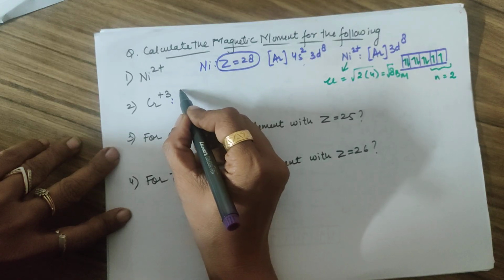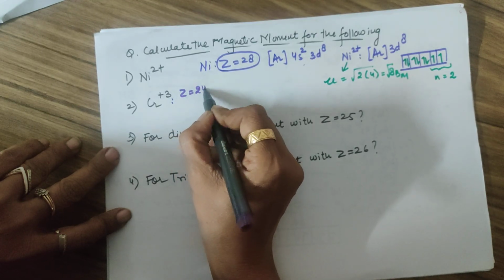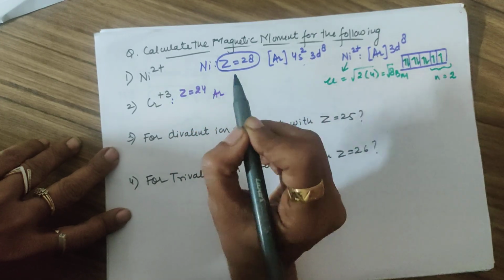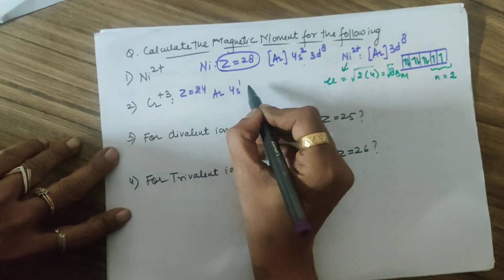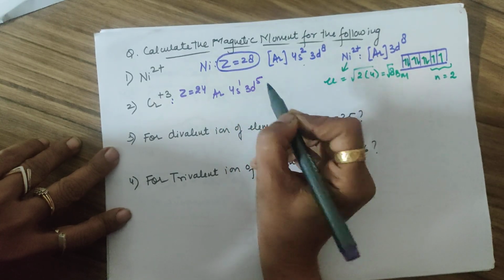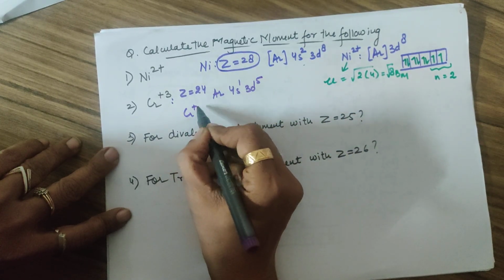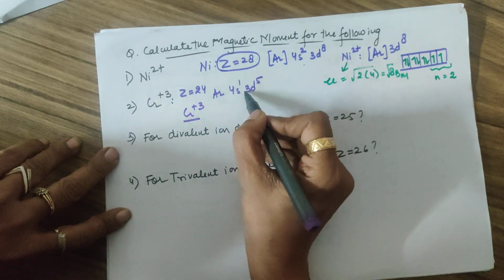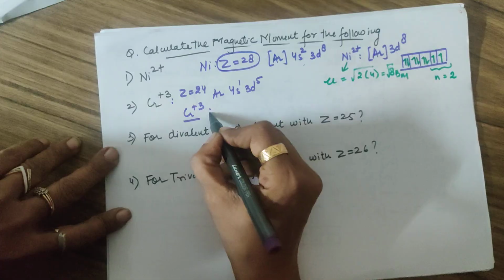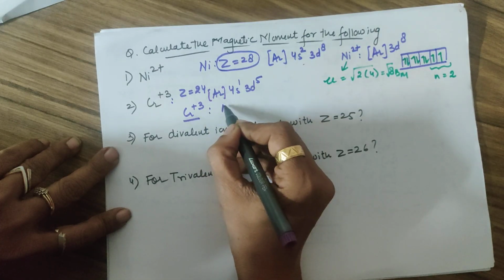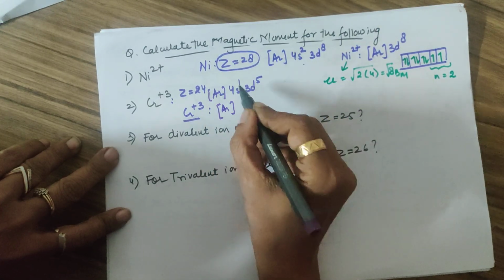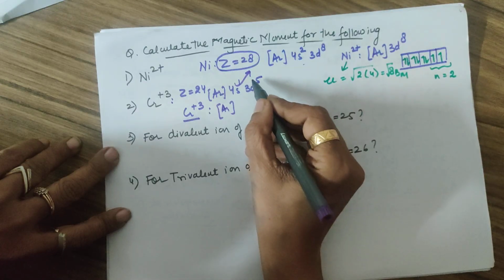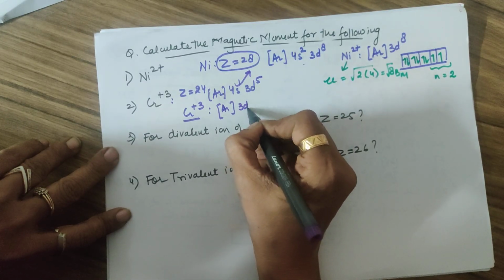While if I talk about chromium 3+, please write the configuration. Chromium has atomic number of 24. And the configuration for chromium is exceptional with 4s1 3d5. Now if you want chromium to lose 3 electrons, one would go from 4s and 2 would go from 3d. So the configuration in this case would be written as argon, 1 electron gone from here, 2 electrons gone from here, you are left with 3d3.